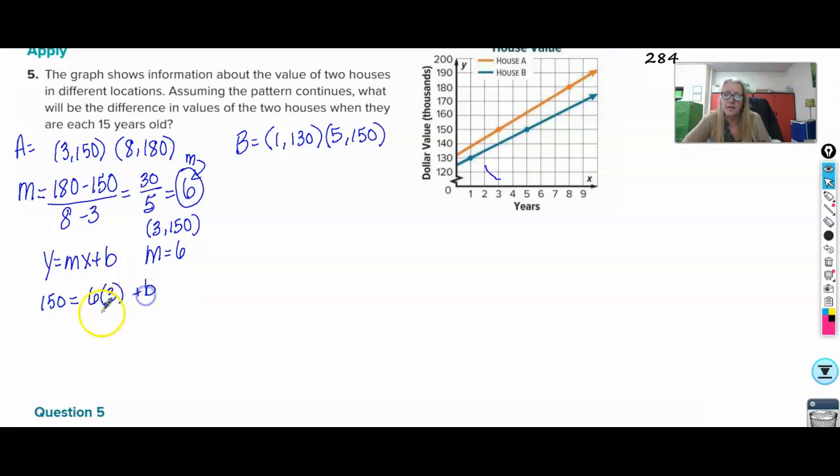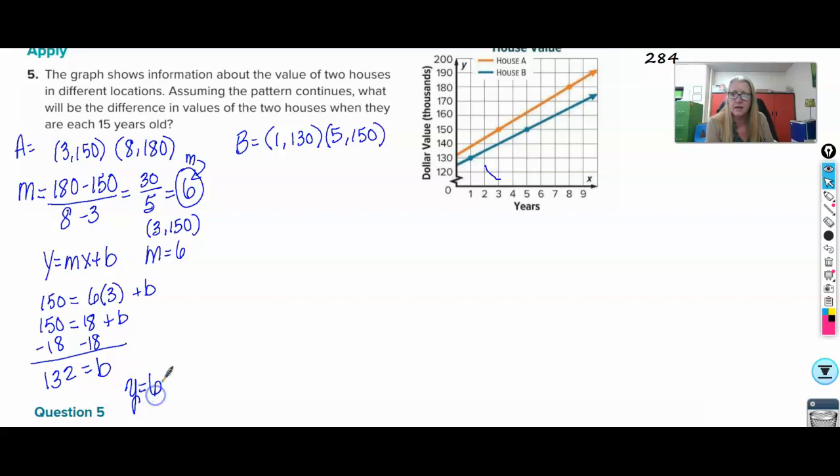What's b? Okay. So we have 150 equals 6 times 3, which is 18, plus b. Then we subtract 18 from both sides to get b by itself, and we're going to get 132 is b. What does that mean? That means that originally house A sold for $132,000 because this is dollar value in thousands. So my equation for house A is y equals 6x plus 132. Okay, it's going up by $6,000 every year, and it started at 132.